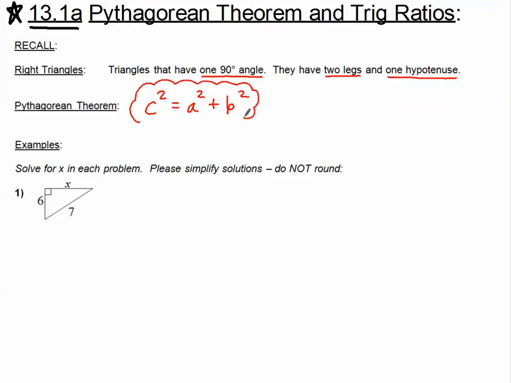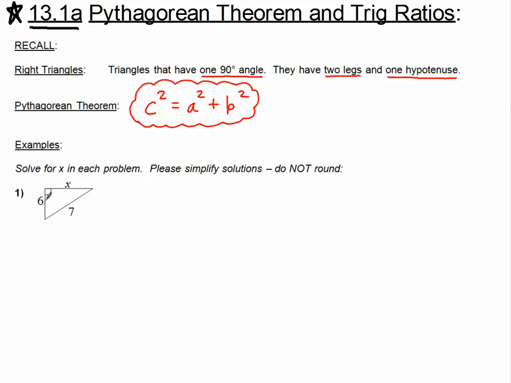I remember to start my Pythagorean theorem always with the hypotenuse first. The hypotenuse is represented here by c. The hypotenuse squared will always be equal to one of the legs, a squared, plus the other leg, b squared. And we can use this to solve for any right triangle to find a missing side. So let's look at our first example.